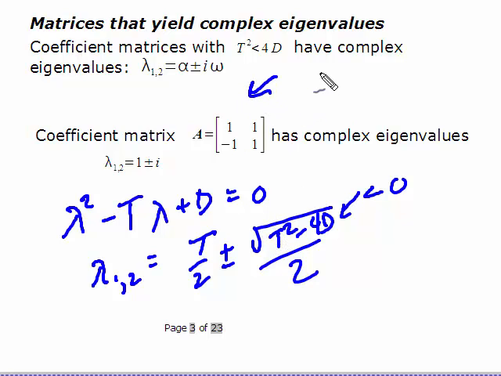So we have this particular matrix here. The trace is 2, and the determinant is, let's see, wait a minute, also 2. So t squared is less than 4d, and we're going to end up with complex eigenvalues. You can calculate those pretty easily. The eigenvalues are going to be 1 plus or minus i.